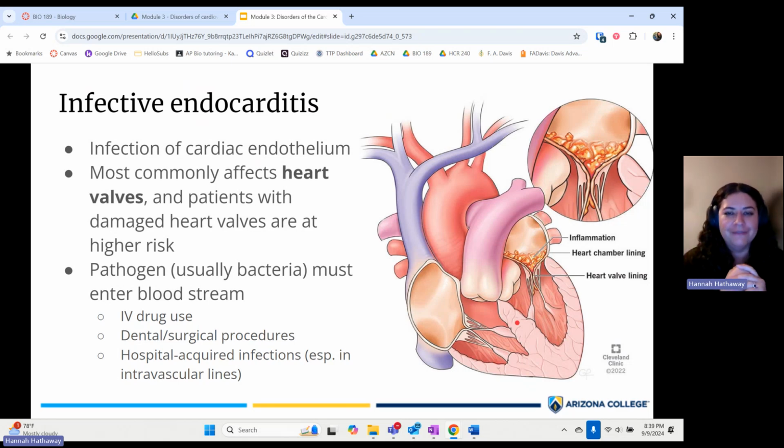Also, your mouth is full of pathogens and full of bacteria, and so you're cutting into things, and there's already bacteria in there. And then the last are hospital acquired infections. So pathogens, bacteria that are already in the hospital. These are especially caused by intravascular lines. So if something gets into an IV, then obviously that's going to get into the bloodstream and could put someone at risk of infective endocarditis.